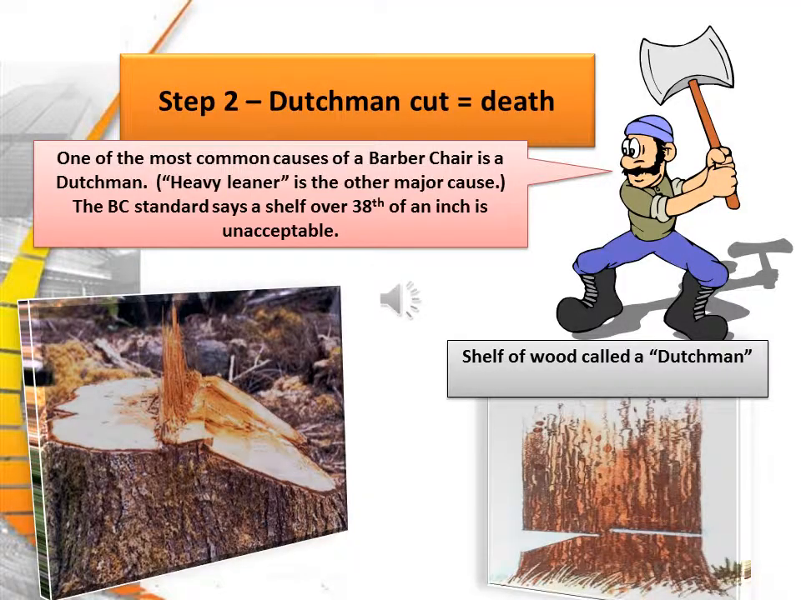Step 2, the Dutchman cut equals death. One of the most common causes of the barber chair is a Dutchman. A heavy leaner is the other major cause. The BC standard says that a shelf over 1/30 of an inch is unacceptable. As you can see, the shelf of wood is called a Dutchman.